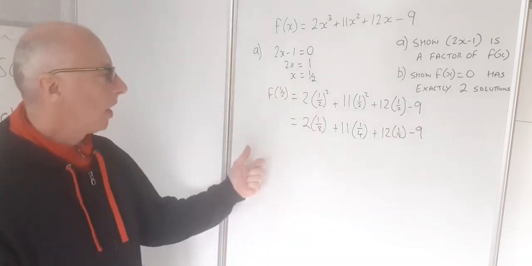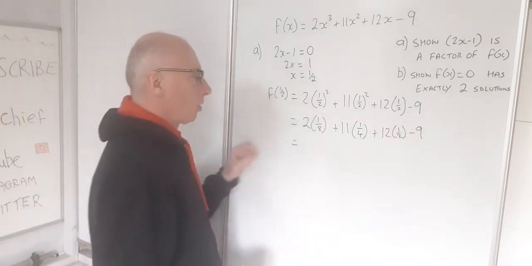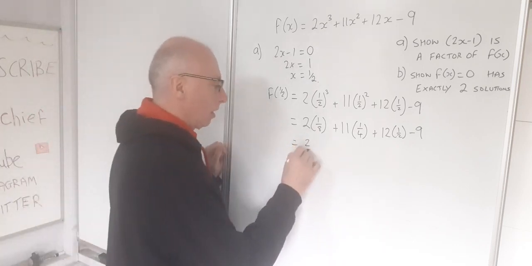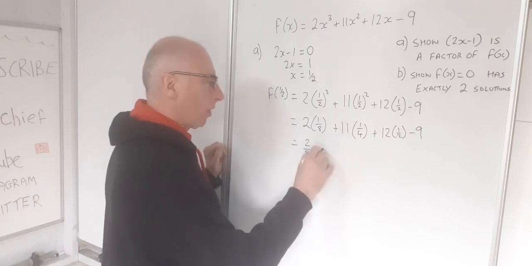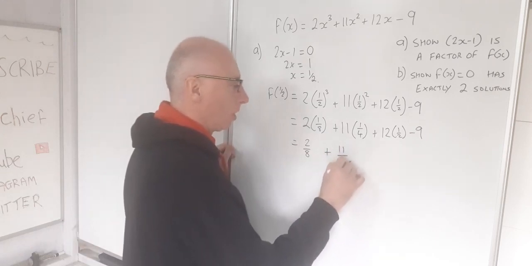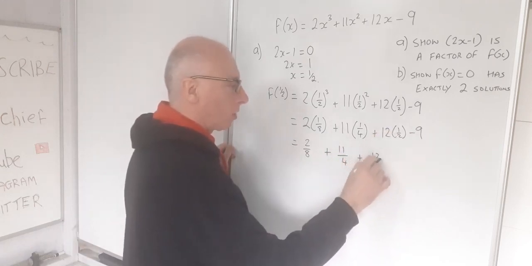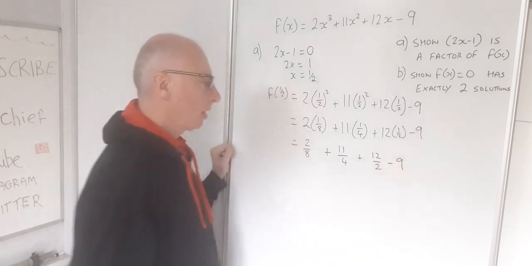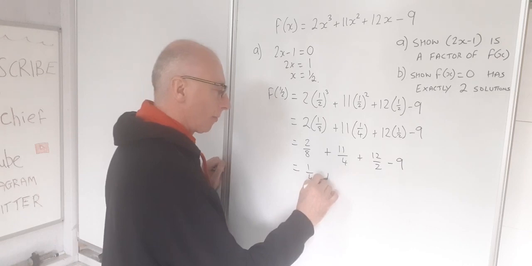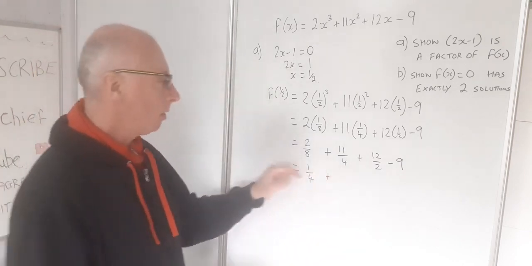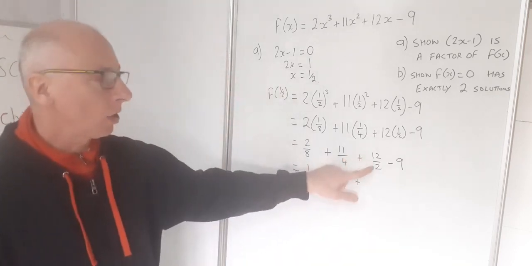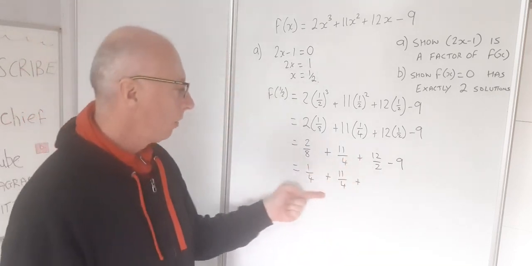Okay, now let's simplify all these up. So 2 times an eighth, that becomes 2 over 8. So that becomes a quarter. So we'll simplify in a moment. 11 times a quarter is 11 over 4. 12 times a half is 12 over 2 and minus 9. Okay, so now let's simplify up. We've got quarters here as well, so we'll leave that as 11 quarters. And here we've got 12 over 2. Let's write that as 24 over 4.